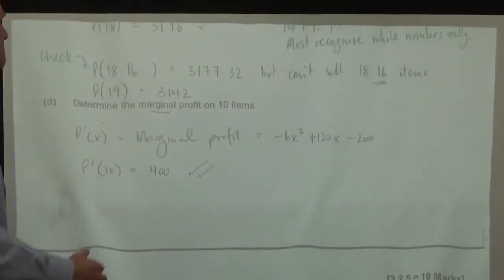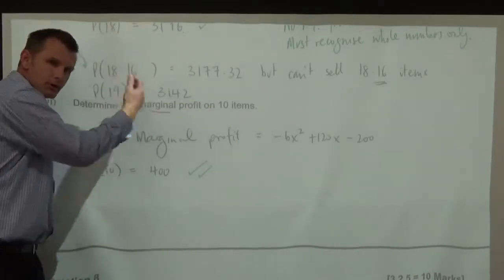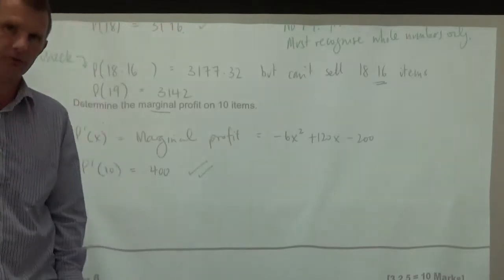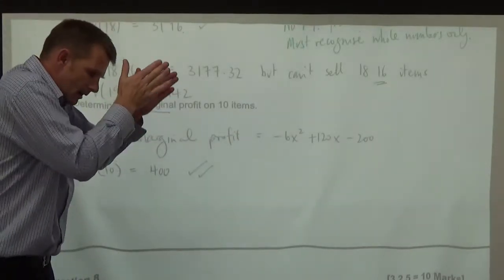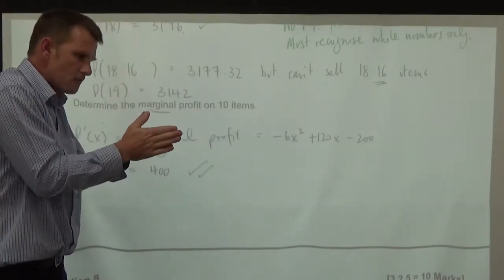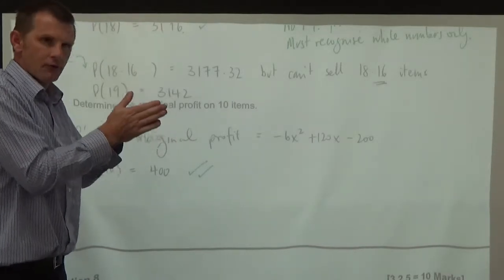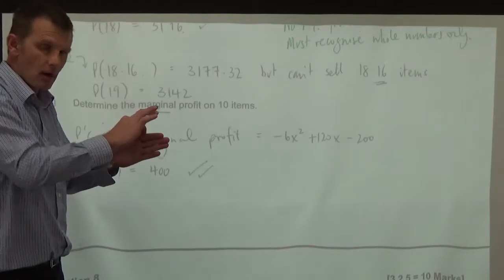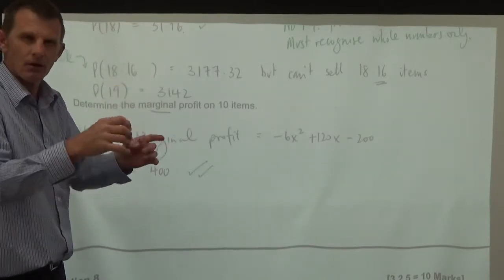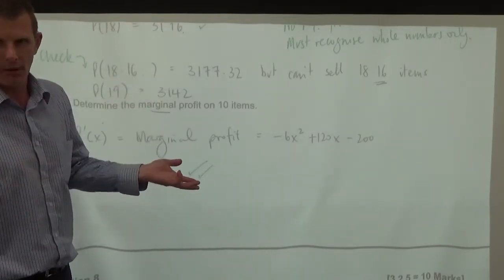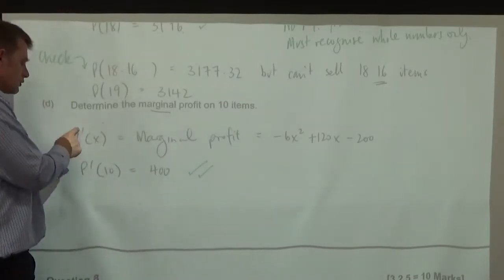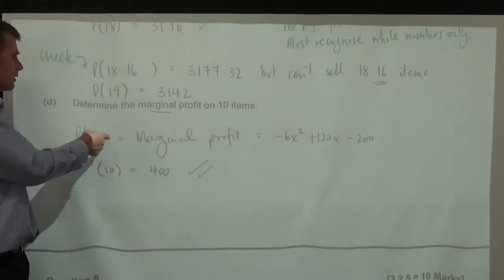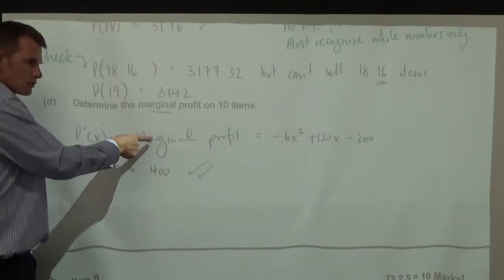Part D, determine the marginal. As soon as you see marginal, you're looking at the derivative. The marginal profit, marginal cost, marginal revenue is when you say, okay, I'm at this point right here, what is the cost, profit or revenue for selling, buying or making one more item? It's kind of, if I sell one more, do I make money? So the derivative gives you the instantaneous change. The derivative is the marginal profit.